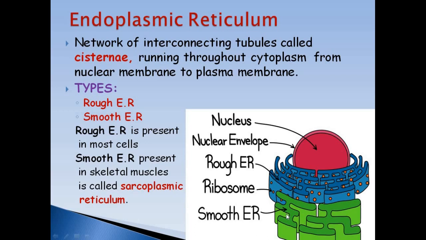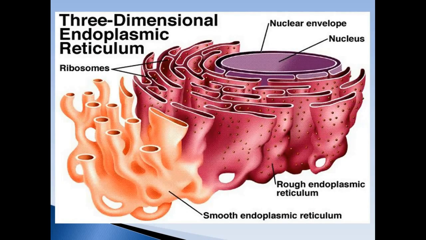A specific type of smooth endoplasmic reticulum is present in the skeletal muscle, where it helps the muscle in its function. It is called sarcoplasmic reticulum. This is another figure of endoplasmic reticulum. This is a nuclear membrane. To this nuclear membrane is attached rough endoplasmic reticulum. To its outer surface, ribosomes are attached. And then this one is smooth endoplasmic reticulum without any ribosomes.